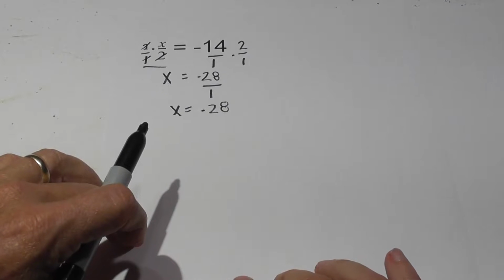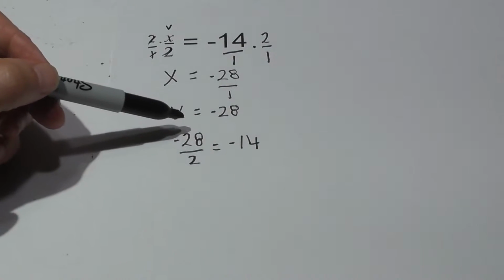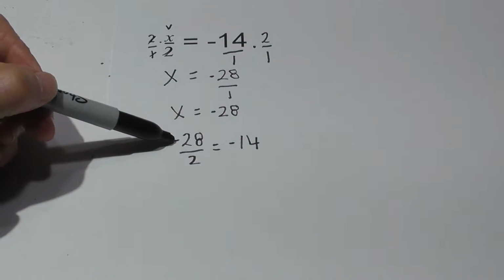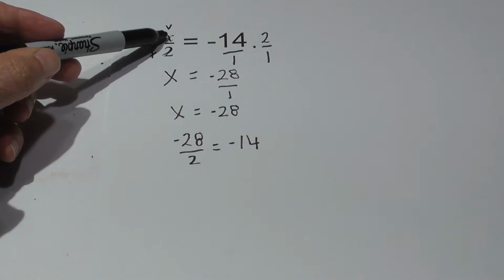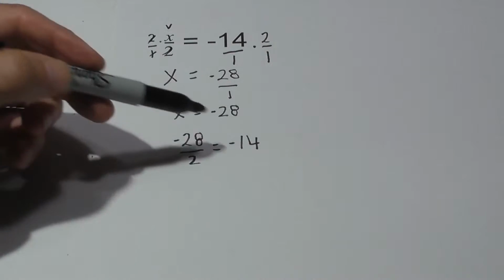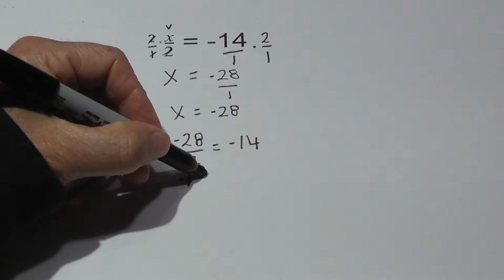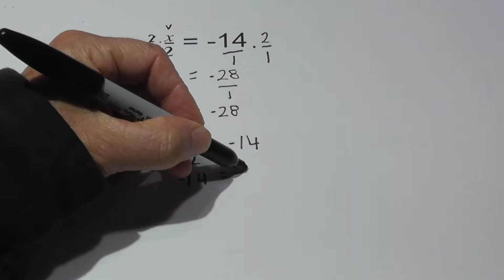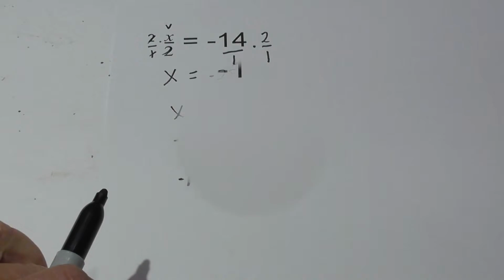So now let's plug it in. So I went ahead and plugged it in. Negative 28, remember that's what we have for x. Negative 28 divided by 2 does indeed equal negative 14, equals negative 14.